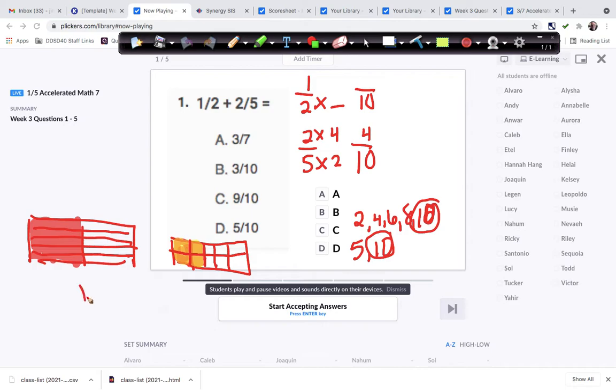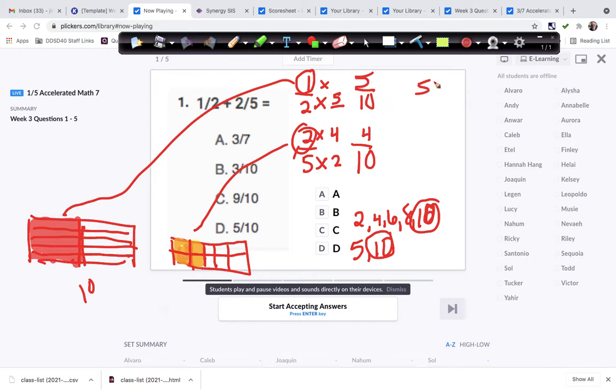so now there's 10 parts in here. 1, 2, 3, 4, 5 of them are shaded. So this is the shaded part right here. This is the shaded part right here. It started out as 2 and it went to 4. It started out as 1 out of 2 and it's now 5 out of 10. So 5 plus 4/10 is equal to 9/10. So that was C, 9/10.